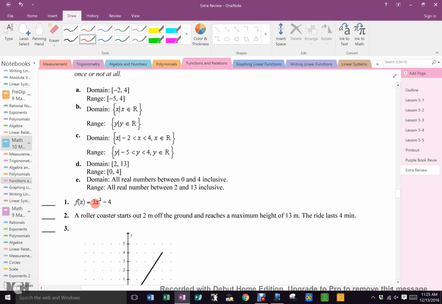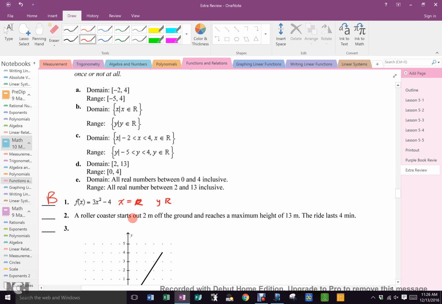The first one, what is my domain? That's any x. What can I put there? Can any number be squared, multiplied by 3, and have 4 taken away? Yes. So the x's are everything, all the real numbers. Y must be all the real numbers too, because any number can be squared, multiplied by 3 and taken away 4, and that will get me a result.